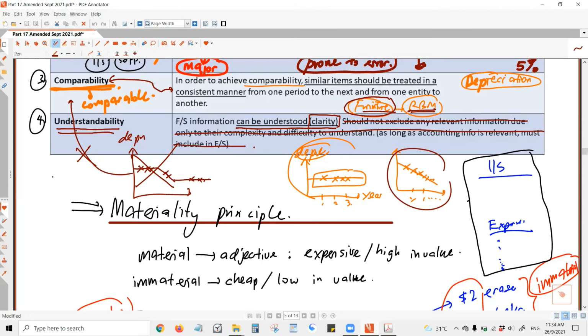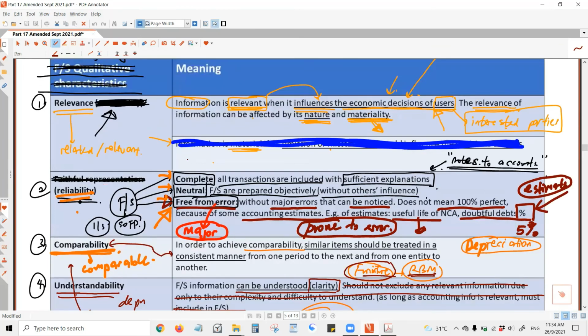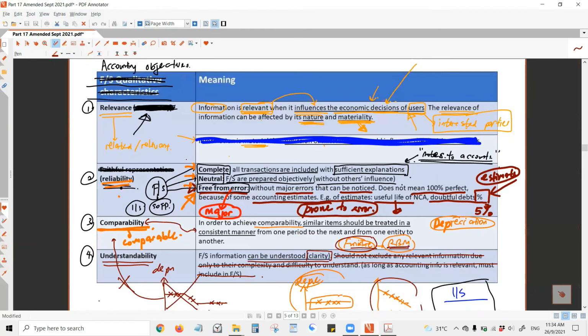Okay, so conclusion about these four accounting objectives. You don't have a lot of questions to practice with. You don't have a lot of questions for you to apply this, but I show you as much as I can. Let's see some questions.